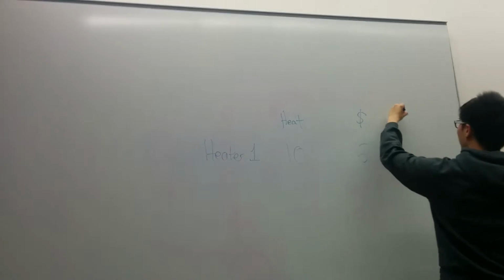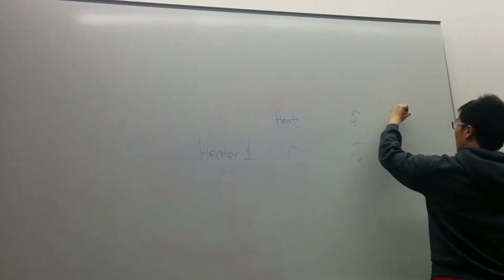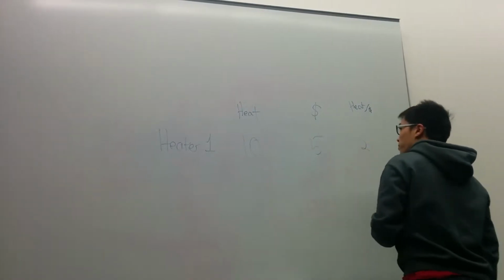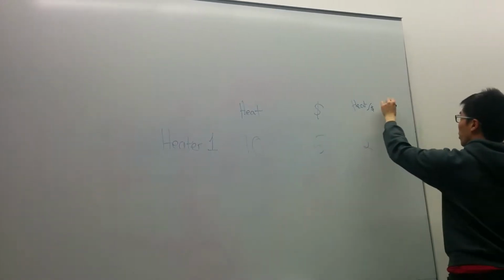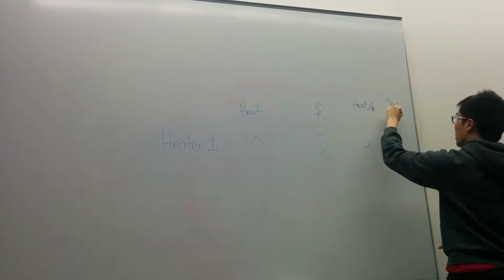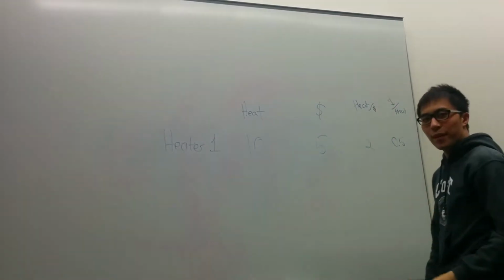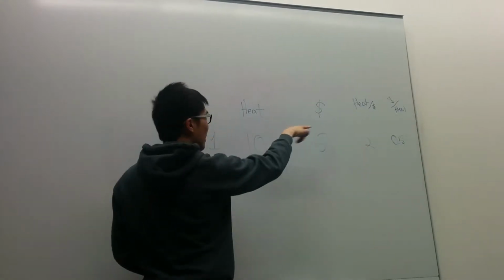So when we look at this, the heat per dollar is 2. Or the dollar per heat is 0.5, okay? That makes sense so far, right? All you have to do is divide it like so.